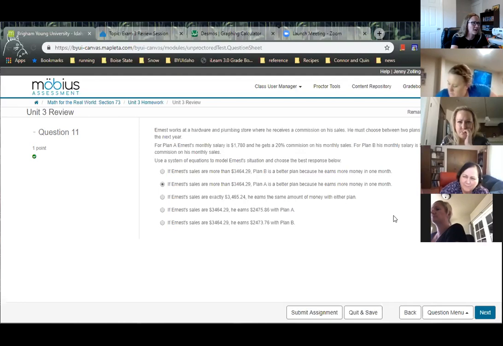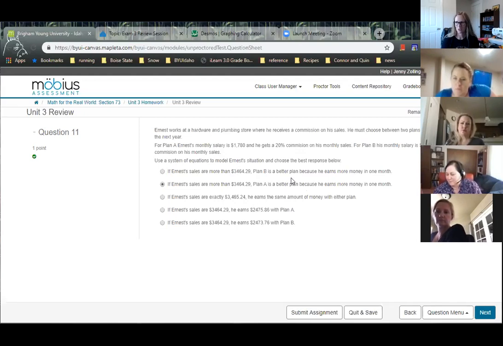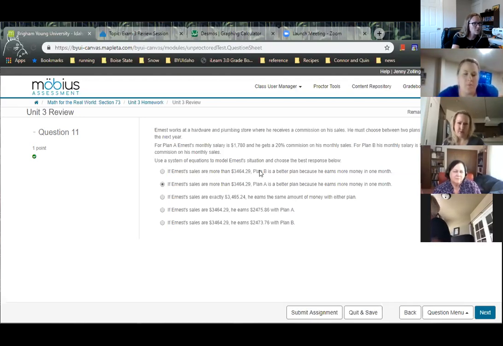And so we need to decide which one's better. And so kind of as part of this, what I find is helpful, if you have a graphing calculator, is to graph these on there and see this graphically, that really helps. Or we might have to try some test values in here. And so the option, let's see, we've got a few options. If his sales are more than this, one option says plan B is better, one option says plan A is better.